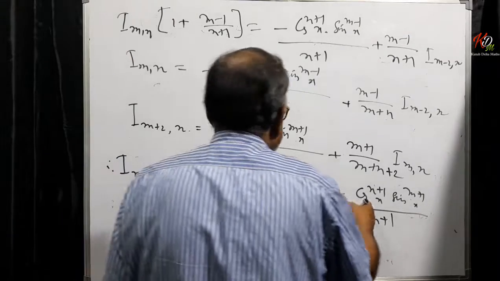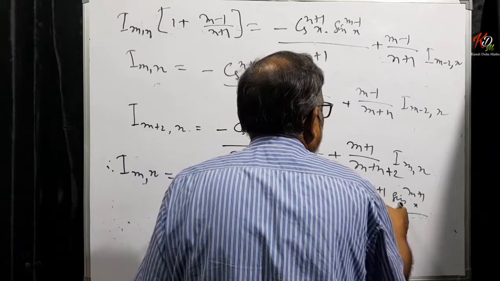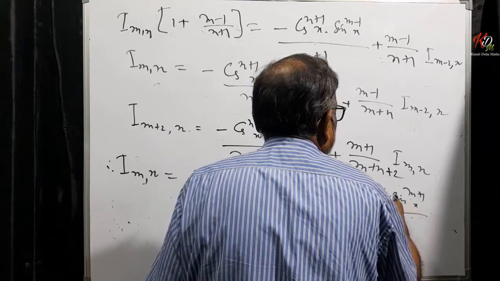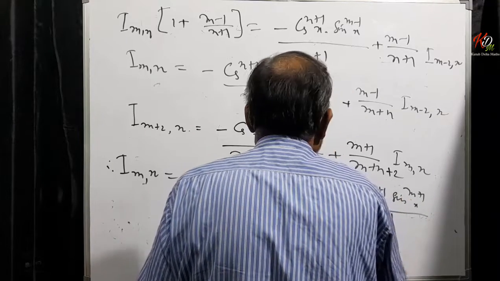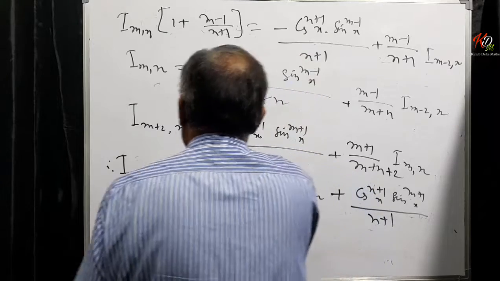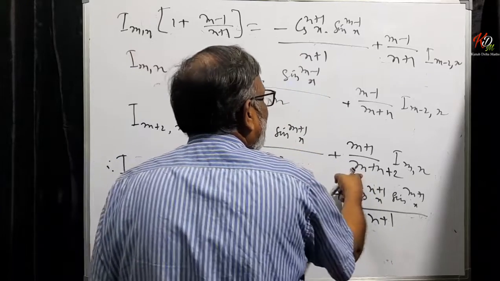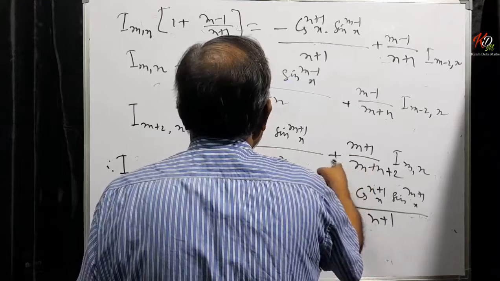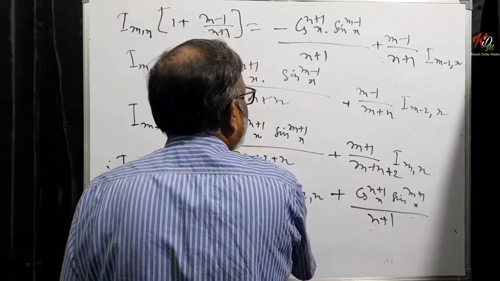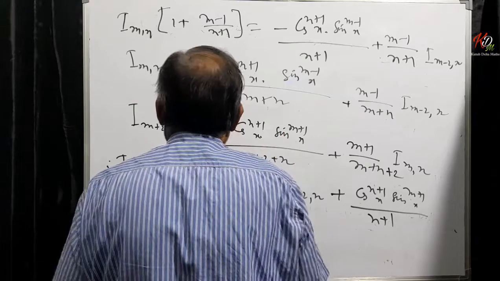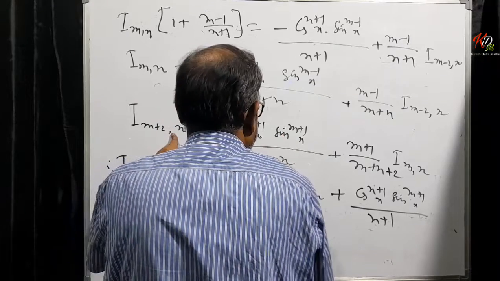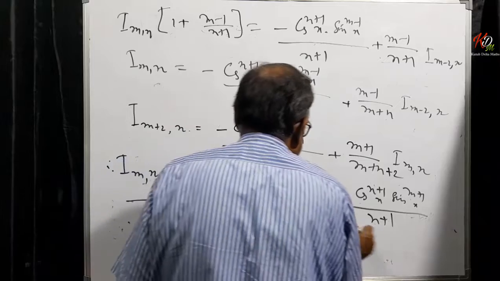Now replacing, cos to the power n plus 1 x sin to the power n plus 1 x by n plus 1. Now I m n, here I m n means m plus n plus 2 by m plus 1 cos to the power n plus 1 x sin to the power m plus 1 x I m plus 2, n. This will be the formula obviously.